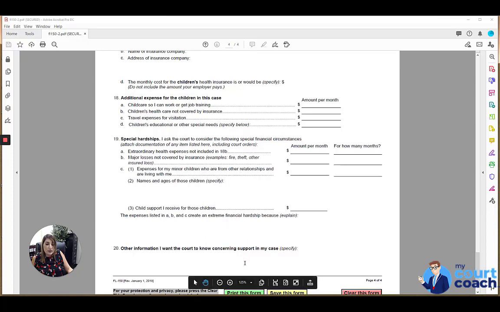If there's any other information you want the court to know about support in your case, you can put it down in line 20. Sometimes I will put there the start date of a pay year if it didn't start on January 1st, because I know that the court is often going to do a year-to-date calculation from the pay stubs, and they need to know what the start date is to enter as the beginning of the pay year.